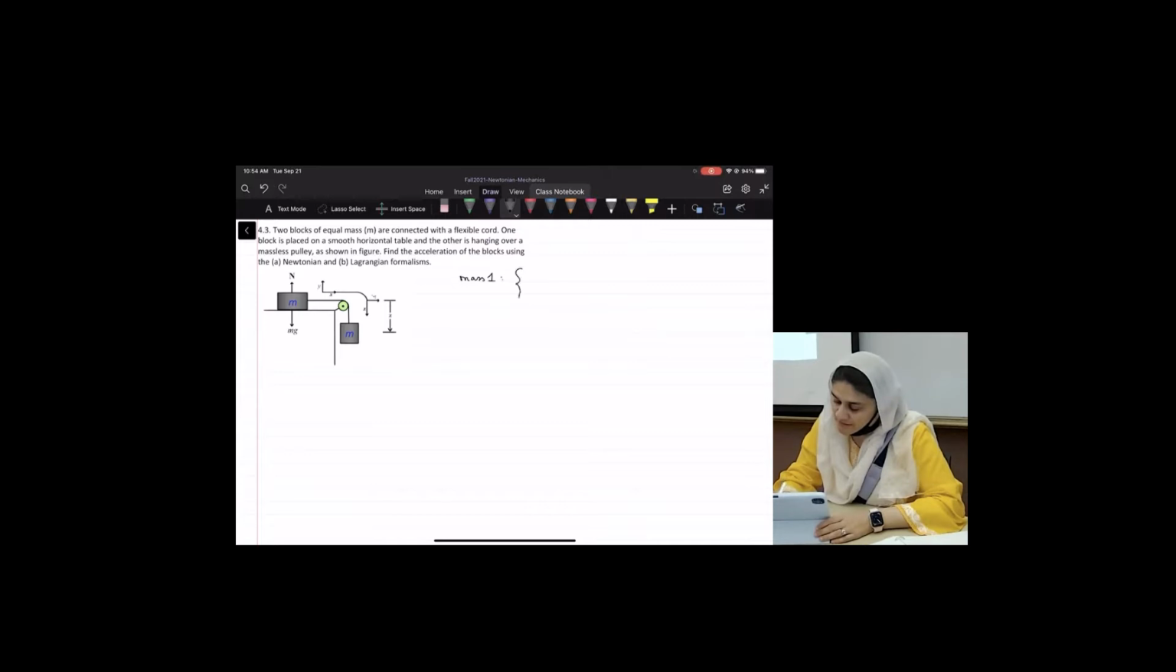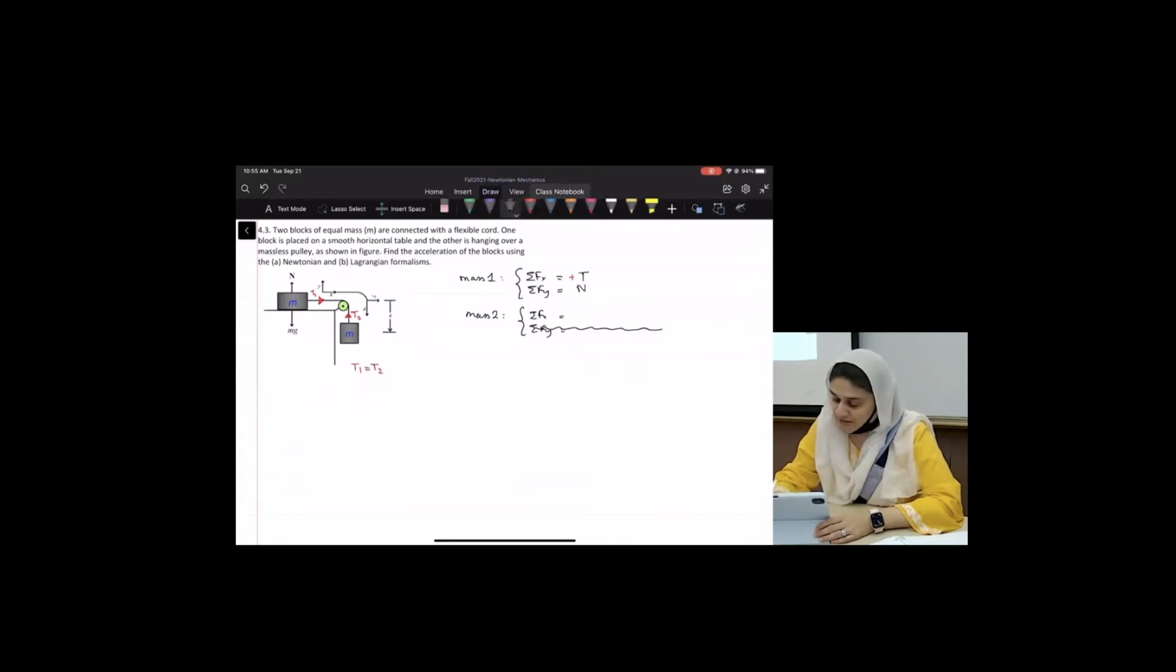Mass 1 should have sigma Fx and sigma Fy. Mass 2 should have sigma Fx, sigma Fy. Fy goes away. I'm left with T. Oh, it's frictionless, right? So we're not even worrying about friction. So T goes this way, T2 goes that way, so this will be plus. We all know T1 equals T2, right? So I'm just going to replace it with just T.